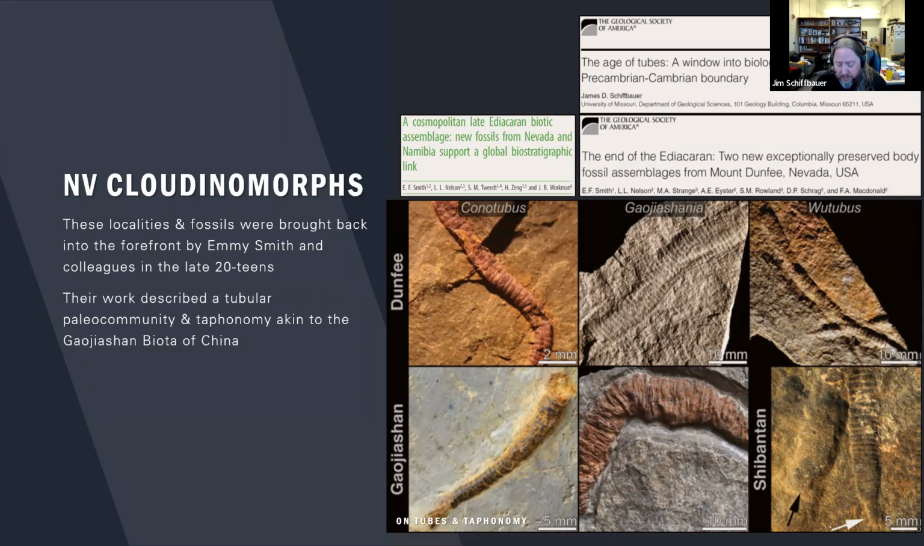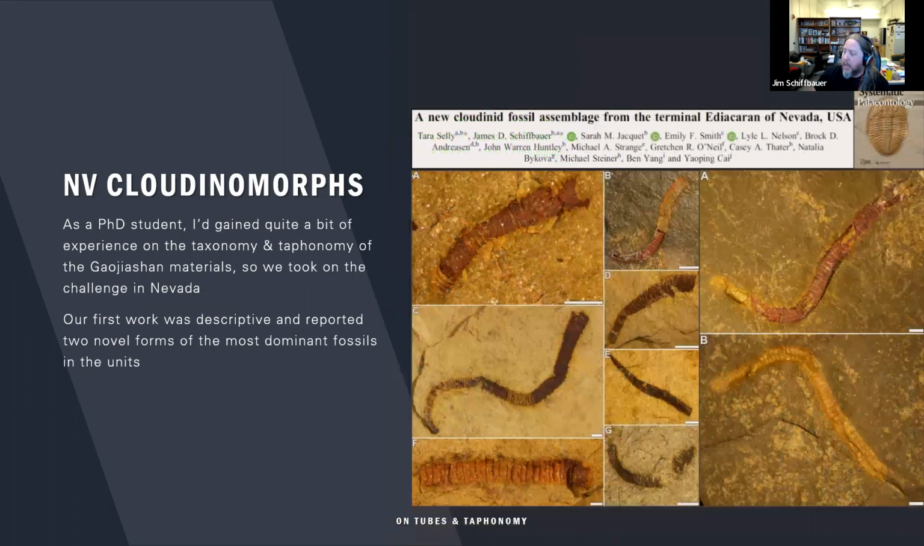And so somewhere along the line, when Emmy was publishing the 2016 paper, the editors at Geology asked me to write a research focus, given my work in the Gaojiashan. So this really kind of started a communication between Emmy's group and my group, and trying to figure out what we can do to describe these things as best we can and classify them. So this is what we focused on, and we found from the initial work that at the time one of my students, now she's faculty, Tara Selly, worked on.